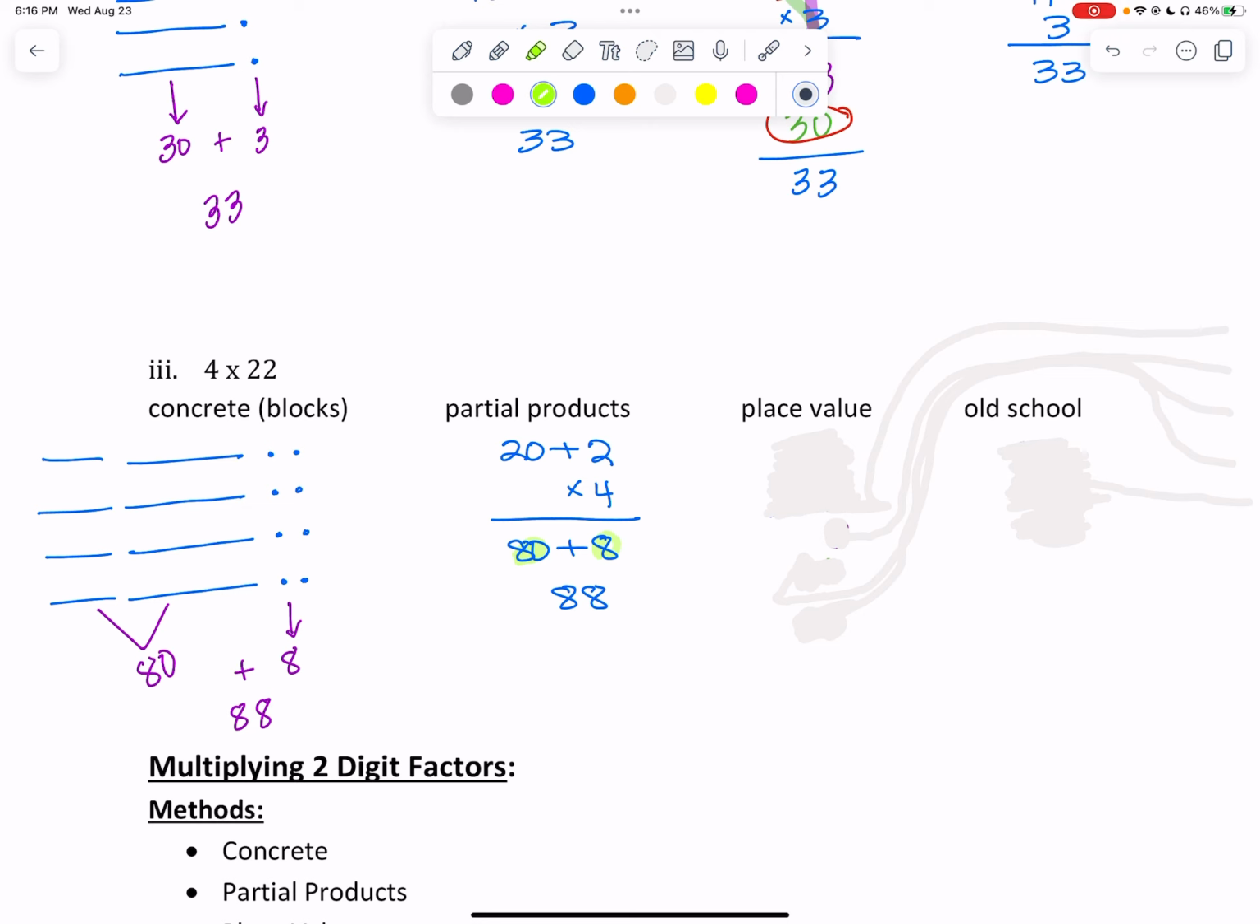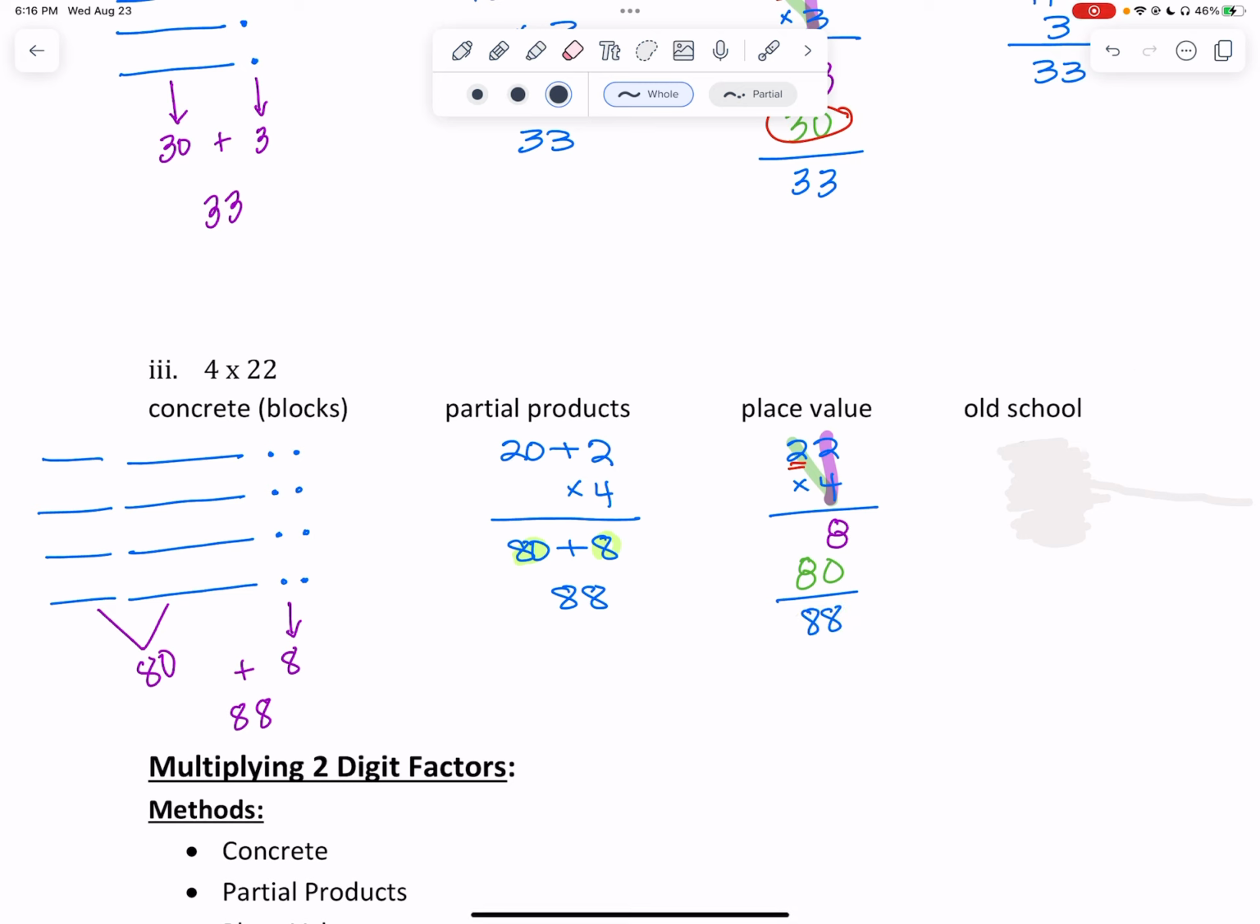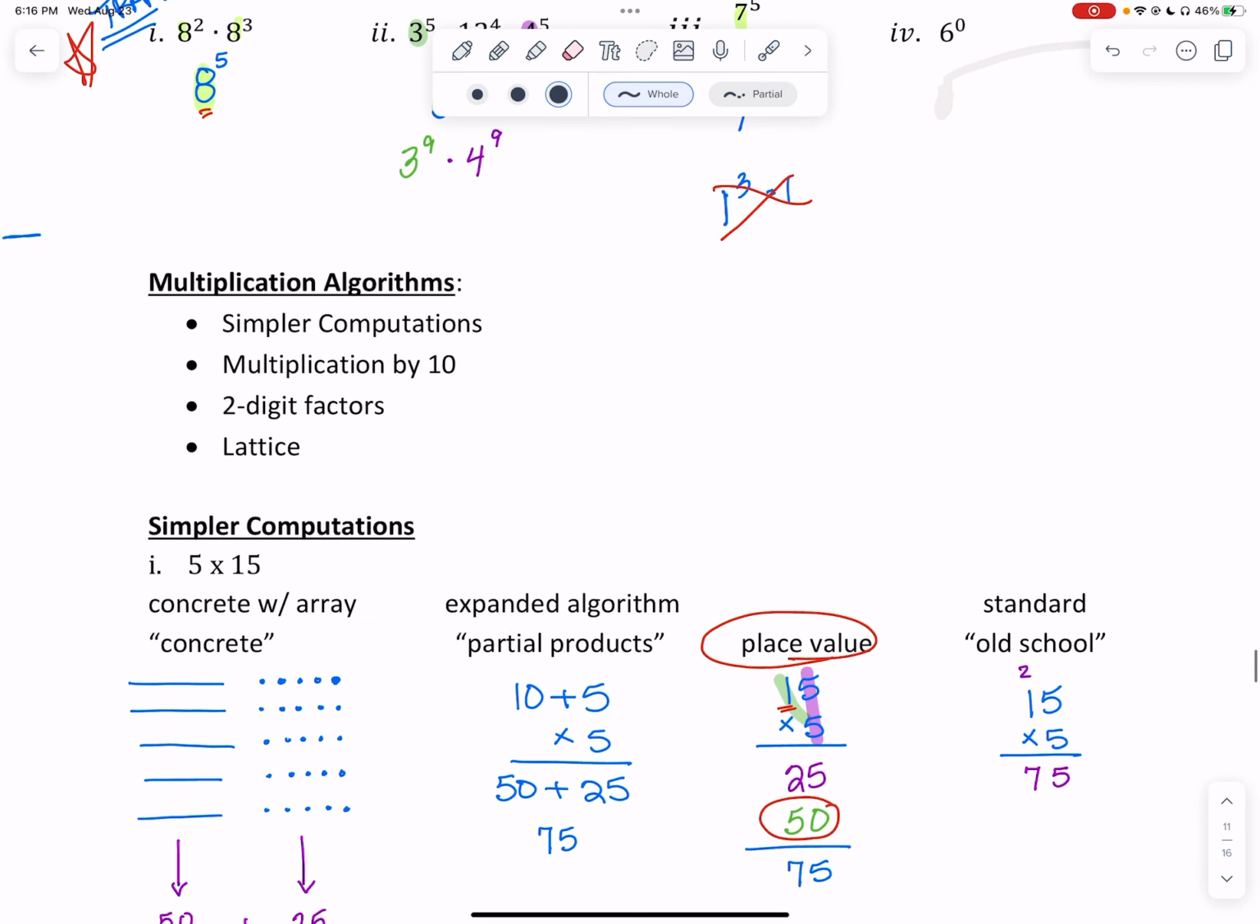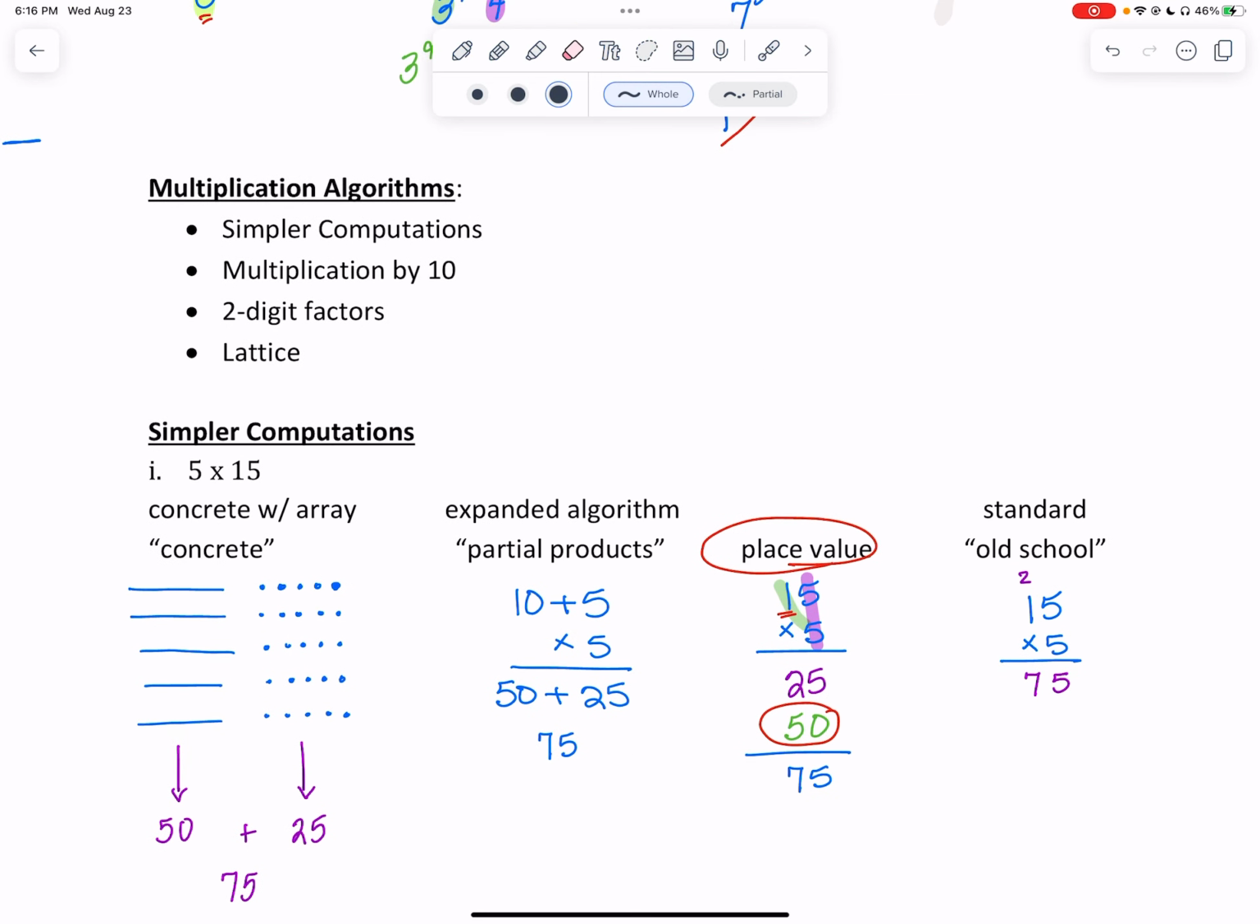And then my place value, I'm going to do 2 times 4 first, and that gives me 8. And then again, place value means this is going to be 20 times 4 rather than 2 times 4. That'll give me 80. And then I add it together and get 88. And then my old school method, I didn't have any regrouping and trading to do with that. Okay, so those are other methods, other algorithms that you can use for multiplication.